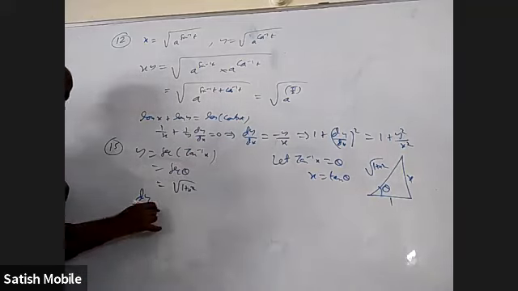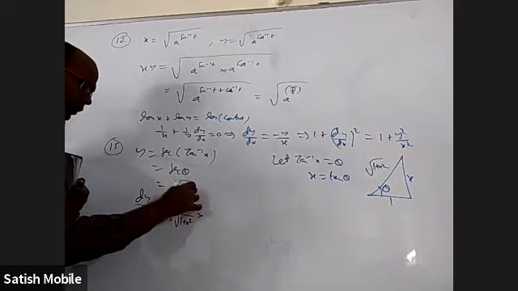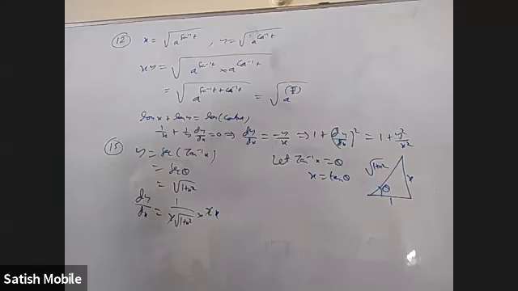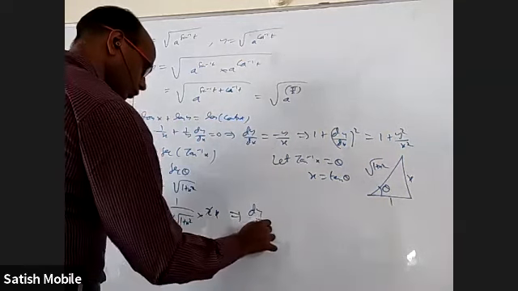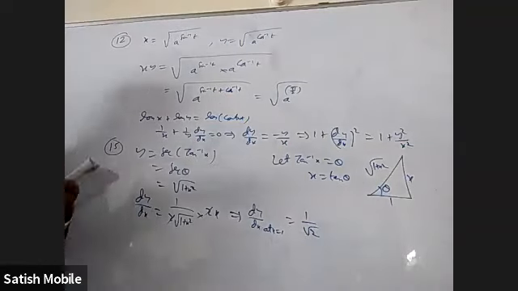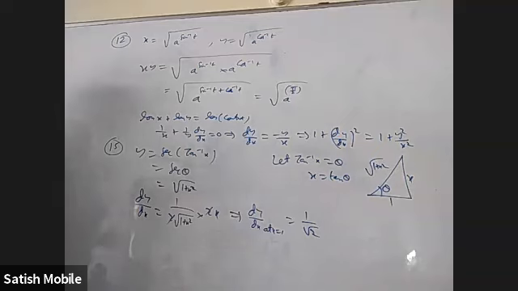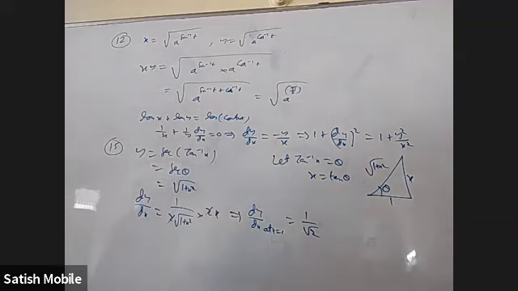dy by dx. Derivative of root 1 plus x square is 1 by 2 root 1 plus x square into derivative of inner part, which is 2x. Now they want at 1, it is 1 by 2, 1 by root 2. Okay. So you have to use inverse trigonometry to simplify this, and then after that differentiation is normal.